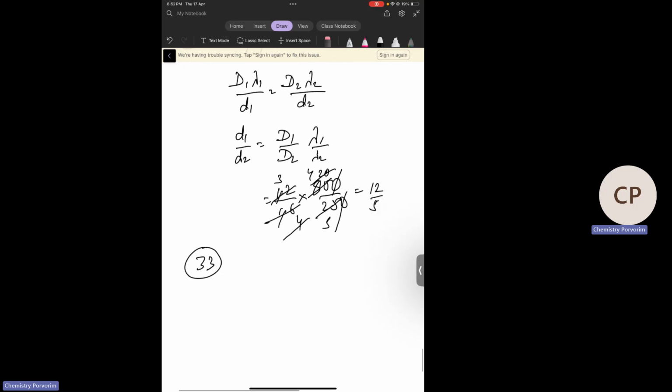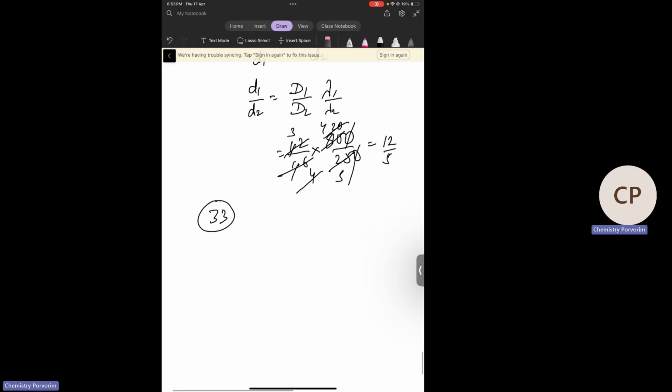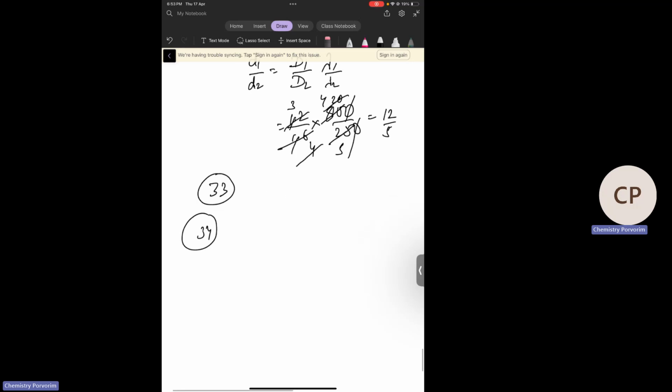33. Among the following, the hydrogen spectral lines that lie in the ultraviolet region of the electromagnetic spectrum is the Lyman series. A. 34. A Zener diode having breakdown voltage equal to 15 volt.